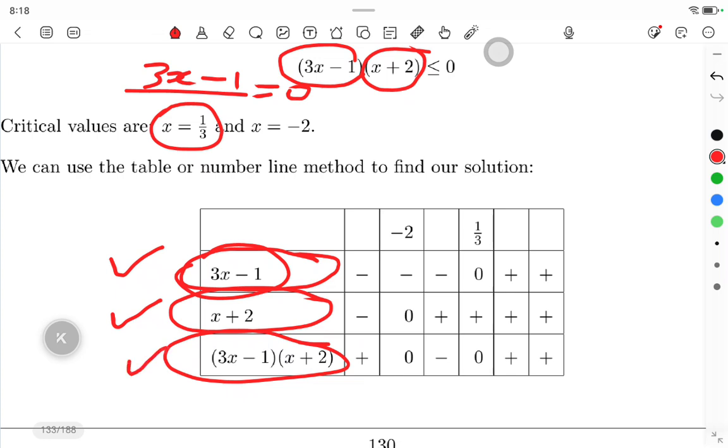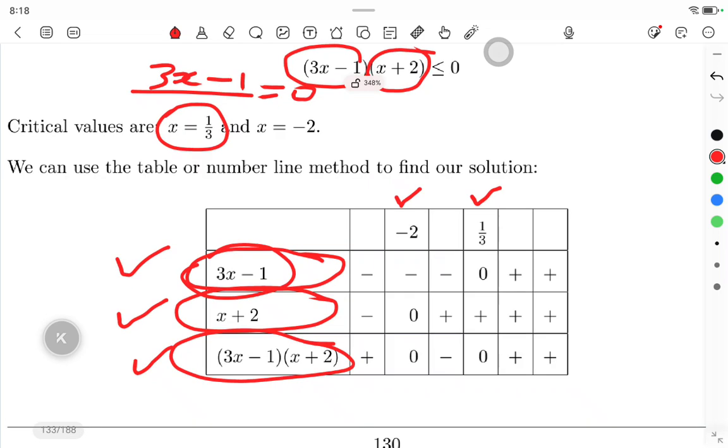Then our critical values, we are going to put them according to which one is small, which one is big. The minus 2 is smaller, so I need the minus 2 first. Then I need 1 over 3. And then on these empty spaces, these are the values where x is less than minus 2. Here it's x between minus 2 and 1 over 3. And here it's x that is greater than 1 over 3.